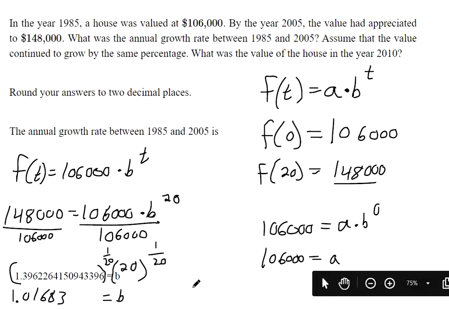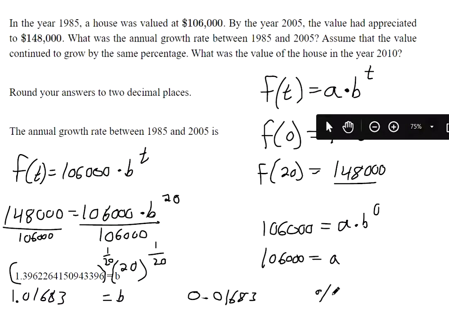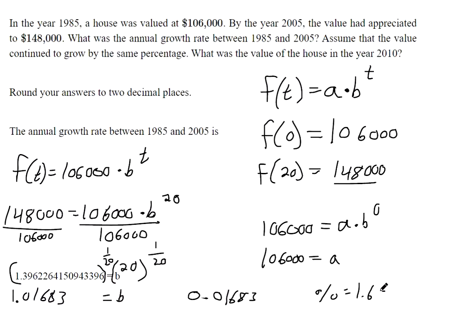Our answer, the percentage rate, well, first, the decimal form of the percentage rate is 0.01683. So the actual percentage is when we convert that decimal to a percent. That's 1.6, two decimal places, so 1.68 is our answer.